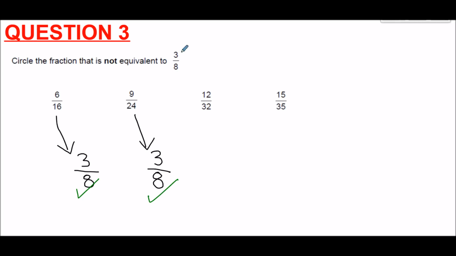This one over here though, 12 and 32, well, both numbers are even, so I can half them. Half of 12 would be 6. Half of 32 would be 16. Both those numbers are still even, so once again we can half. Half of 6 is 3. Half of 16 is 8. So yet again, that one is the same as 3/8. So it's got to be this one.